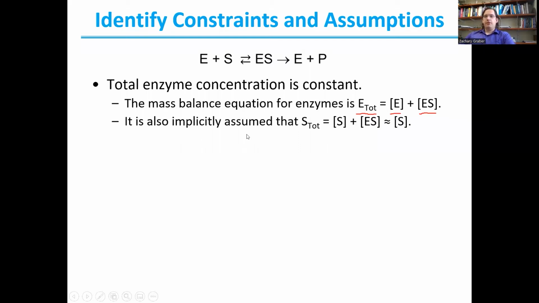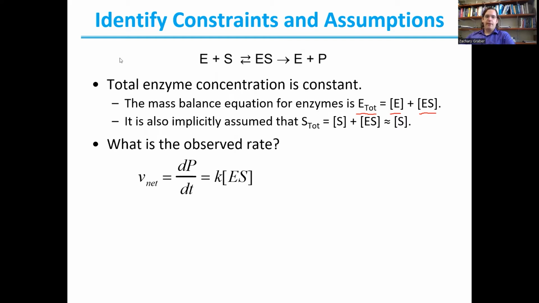We also can usually assume that our total substrate concentration, which of course would be equal to the free substrate concentration plus the substrate bound in our enzyme, is roughly proportional to the free substrate concentration. Again, this is an assumption that we used before when we were looking at ligands binding to proteins. So we usually assume that the substrate has a much higher concentration than our protein, and so the substrate concentration isn't significantly decreased by binding to our protein.